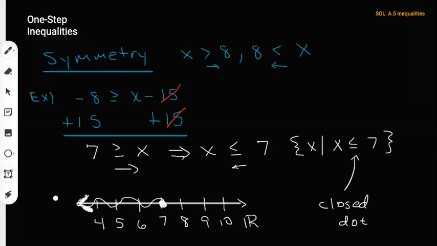So that's one of the examples that you might run into where you start off with x on the right side, but you can easily switch that symmetry to put it on the left side. Okay? I hope that helps.